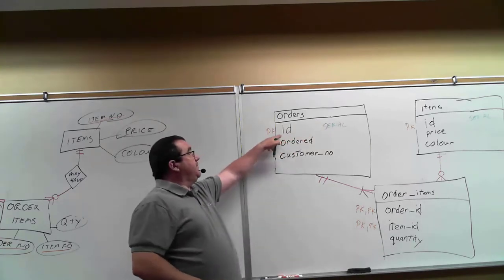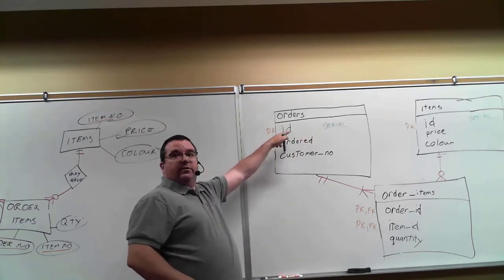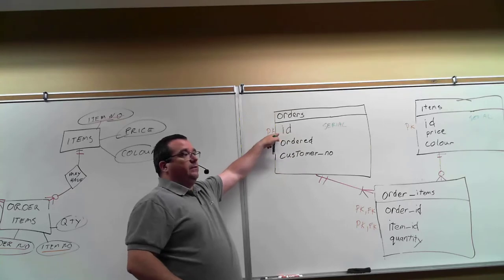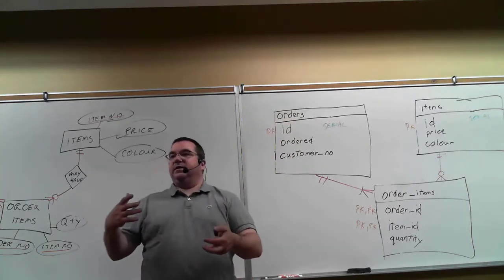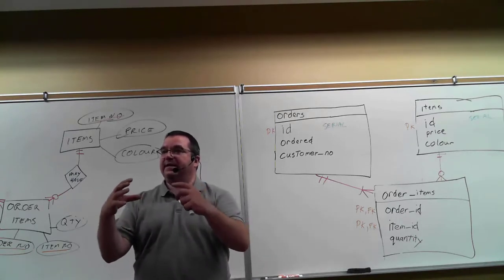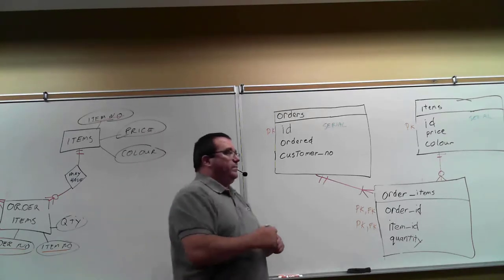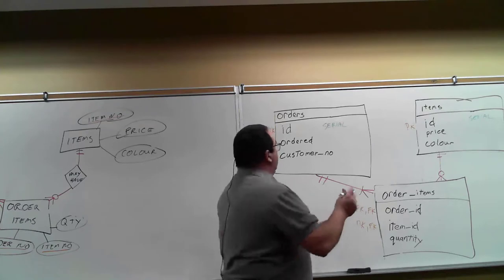So what it does is create an integer of some sort, create a sequence, and assign the default value of this column to the next value of the sequence. It's programmatic. I can show you guys individually in lab what it looks like in the database. It's a mechanical thing.